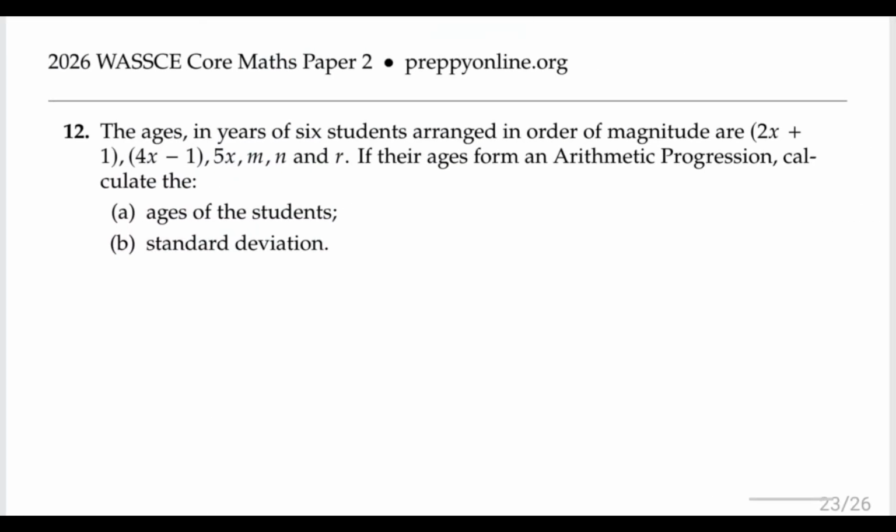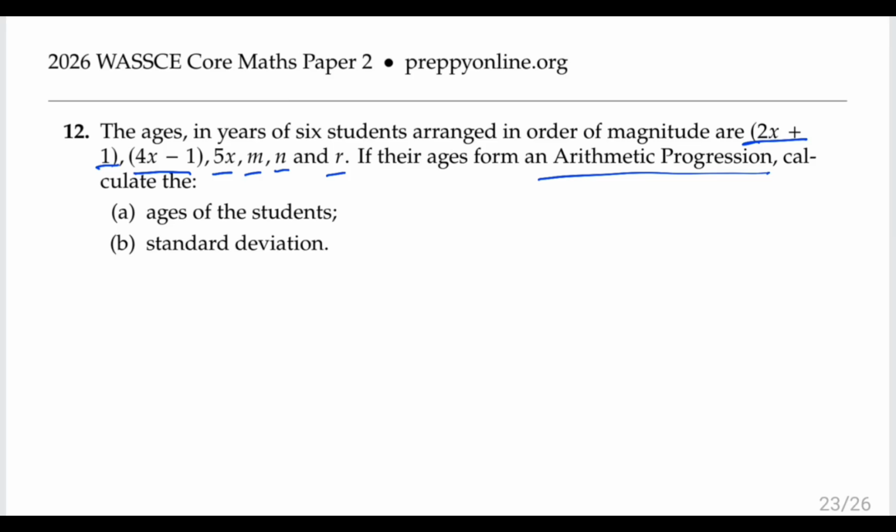Question 12. The ages in years of 6 students arranged in order of magnitude are, we have this 2x plus 1, we have 4x minus 1, 5x, m, n, and r. If their ages form an arithmetic progression, calculate the ages of the students. That's 1. And then 2, the standard deviation of the ages.